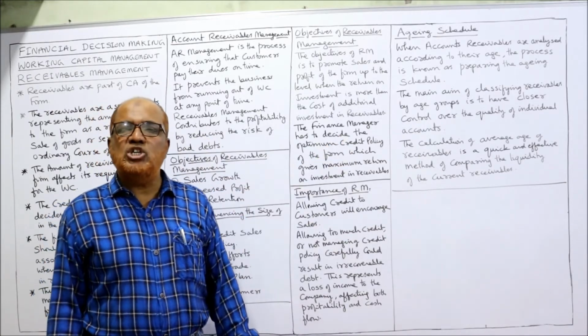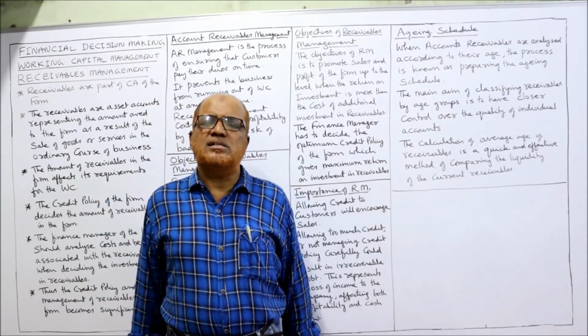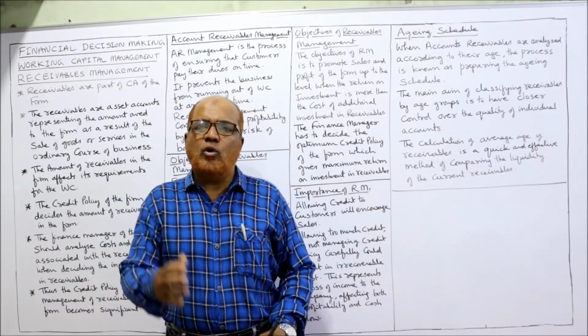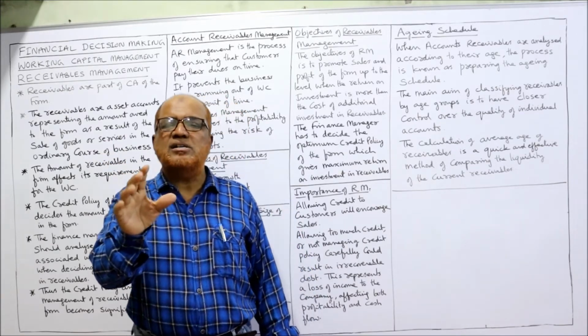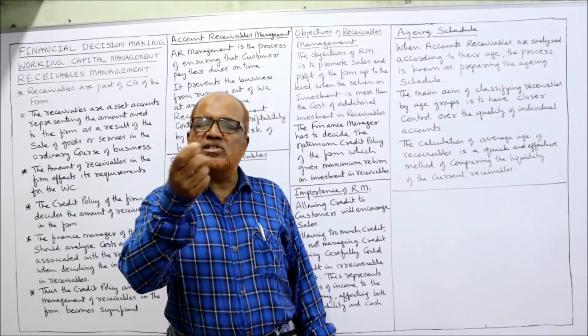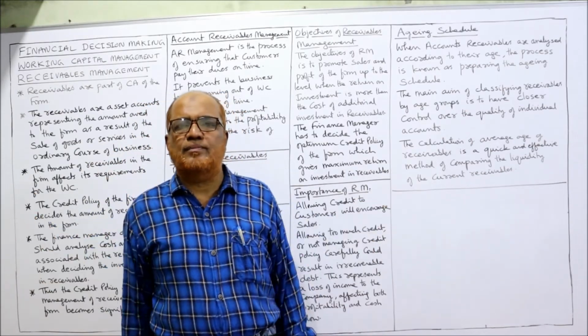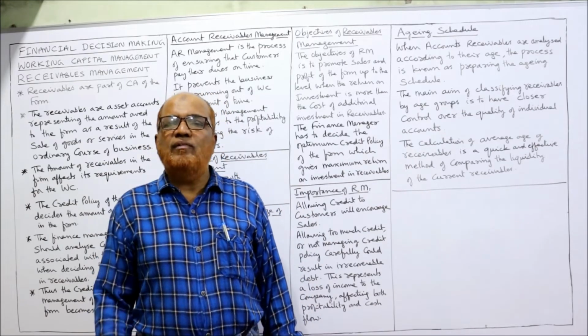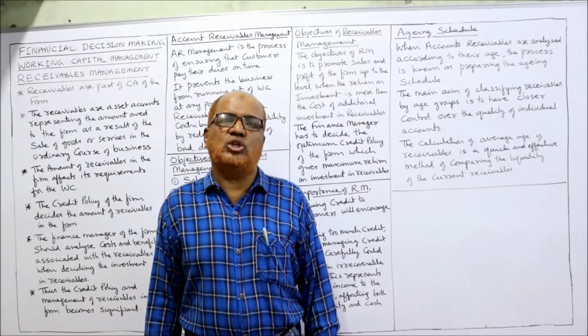Last topic is aging schedule. A business will have so many credit customers from whom money has to be received. For some customers, the credit period is 1 month. For some customers, 2 months, 3 months. Like that, we have different customers. So we will analyze. We will classify all the customers according to age.